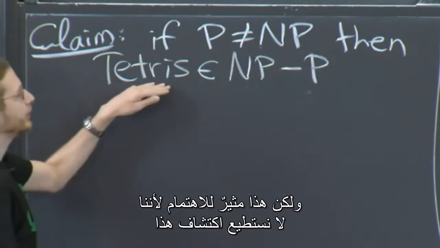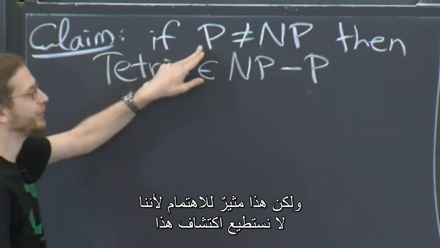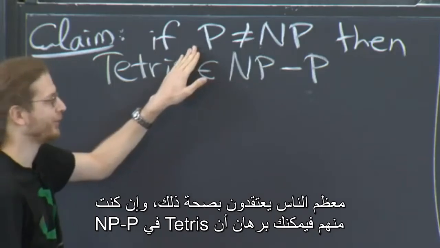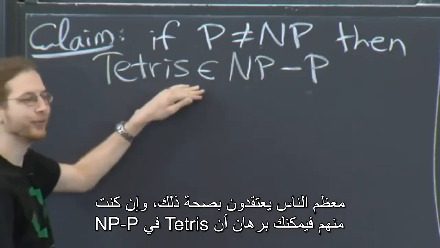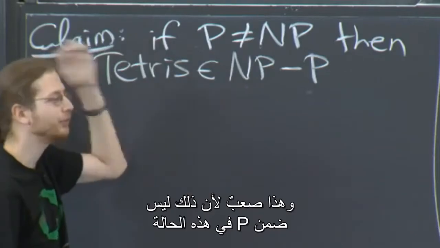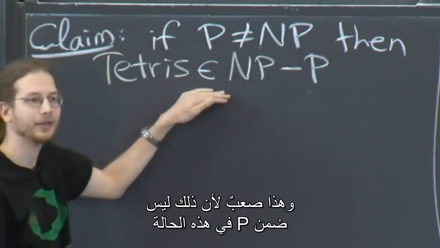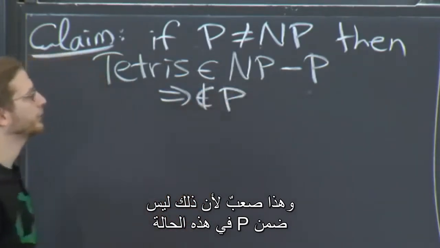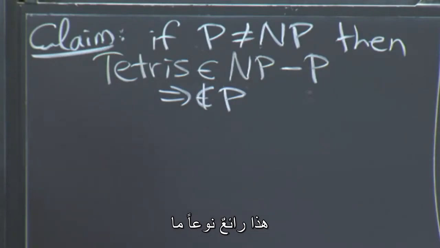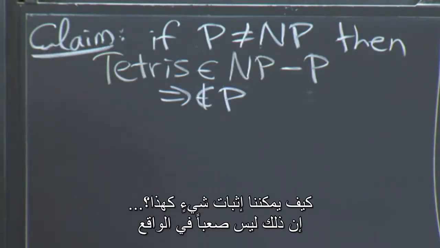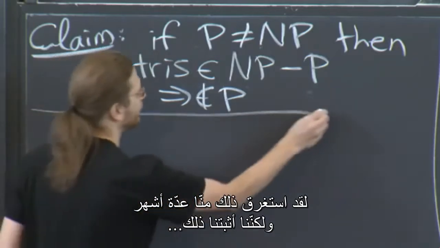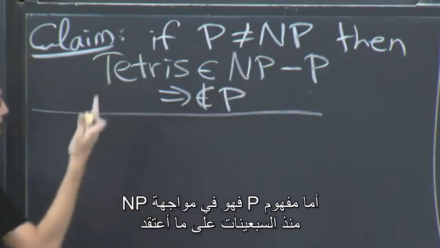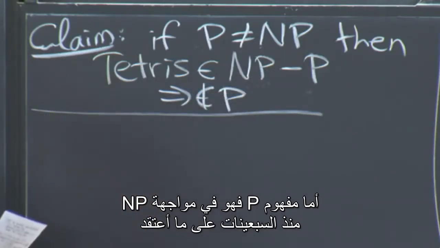But this is pretty interesting, because while we can't figure this out, most people believe this is true. And so as long as you believe in that, as long as you have faith, then you can prove that Tetris is in NP minus P. And so it's hard. It's not in P in this case. So in particular, not in P. That's kind of cool. How in the world do we prove something like this? It's actually not that hard. I mean, it took us several months, but that's just months. Whereas this thing has been around since, I guess, the 70s, P versus NP.